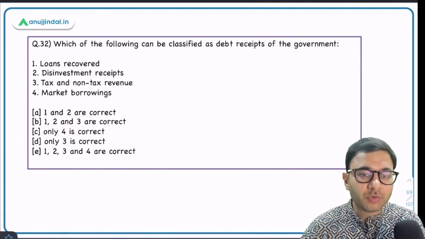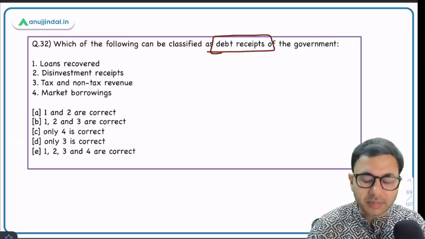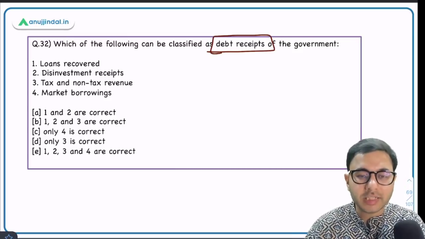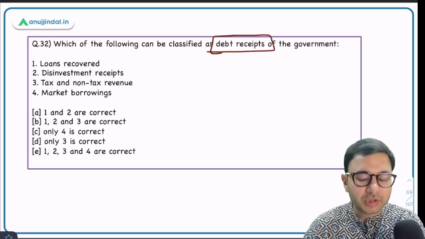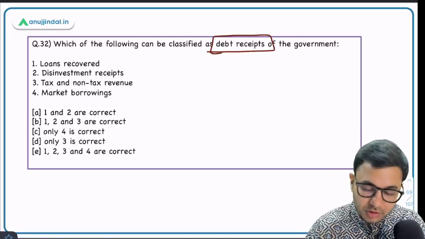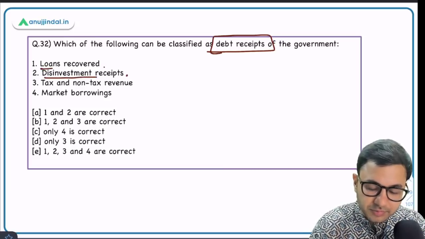Question 32. Next question: Which of the following can be classified as debt receipts of the government? Whenever you are reading a question, highlight whatever your keyword is, in your mind or on paper, because the examination is online. That will help you a lot. Okay. Loans recovered, disinvestment receipts, these are the keywords.